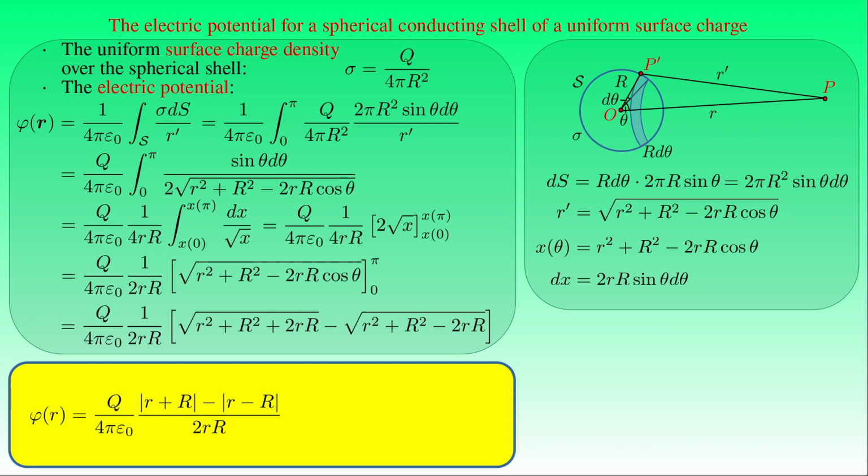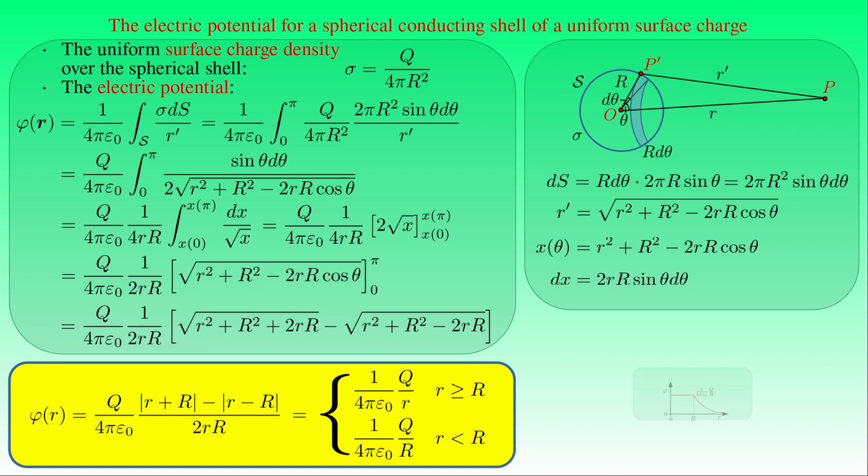We can expand this expression and write the potential as 1 over 4 pi times epsilon naught, times the total charge Q divided by the distance r, if the distance r is greater than or equal to the radius capital R, and 1 over 4 pi times epsilon naught, times the total charge Q divided by the radius capital R, if the distance r is less than the radius capital R.